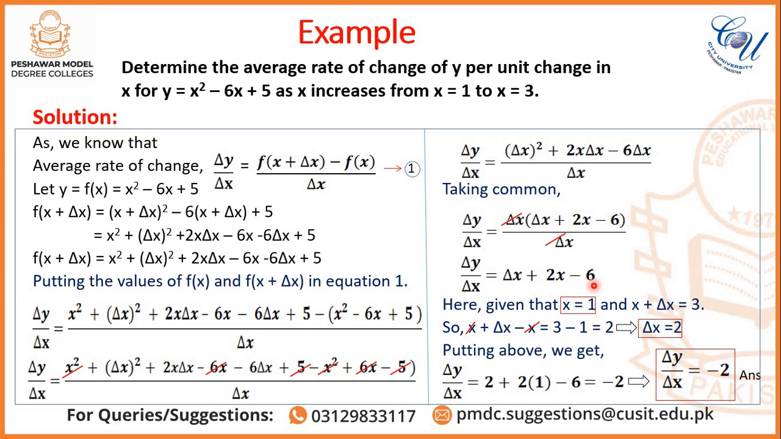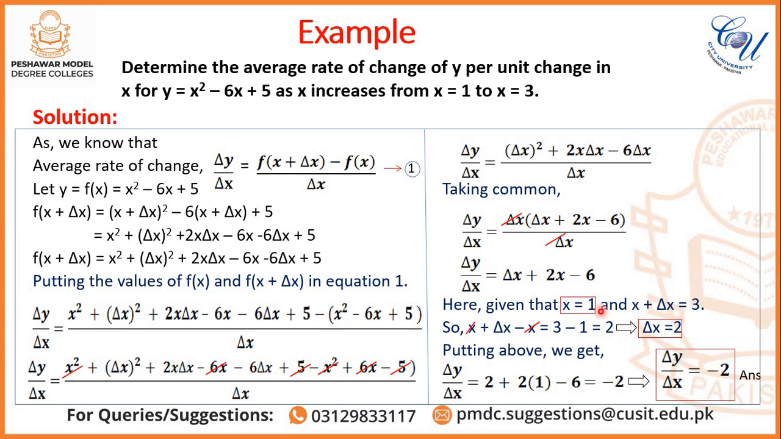Now we cannot simplify it further, so we are using this condition that x increases from x = 1 to x = 3. Here given that x = 1 and it is increasing from x = 1 to x = 3, it means that this is x + Δx. Now we are going to find Δx from this, so we will subtract initial from final, that is x + Δx − x = 3 − 1, which gives 2. Upon cancellation, here we got Δx = 2.